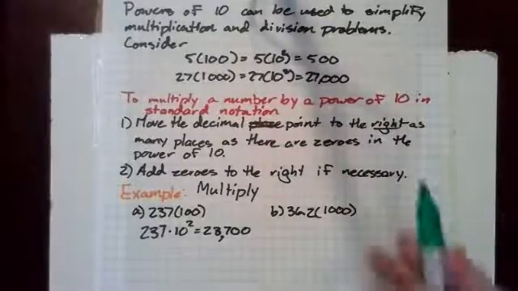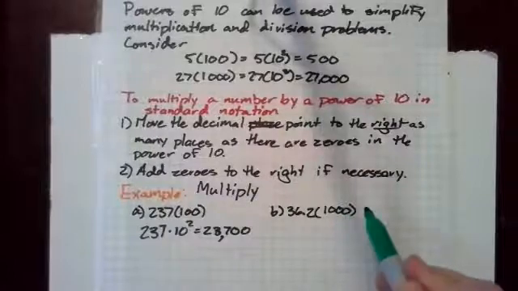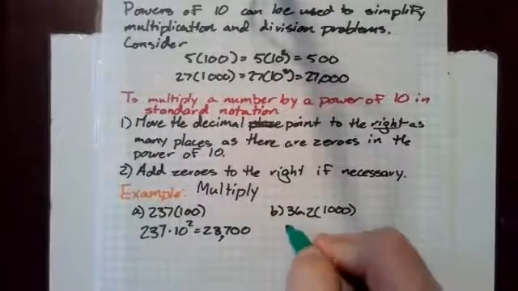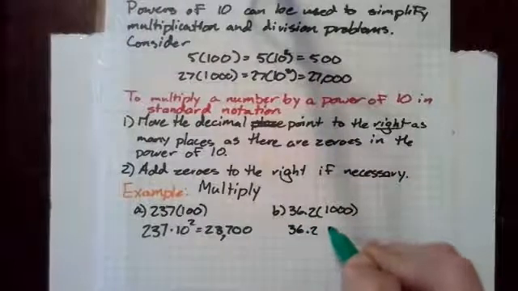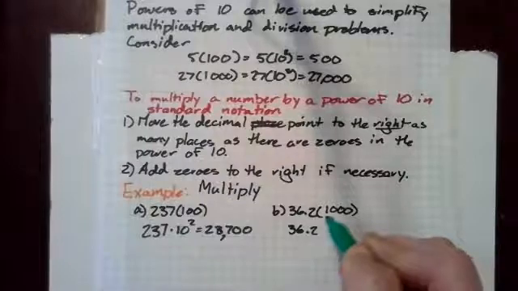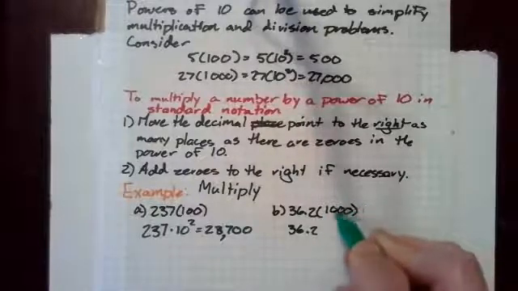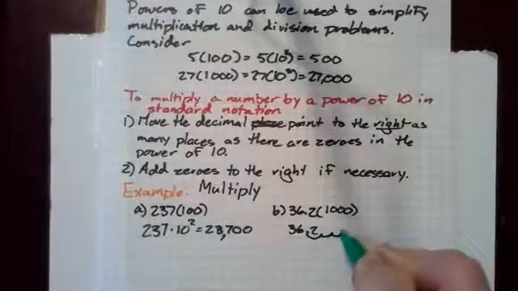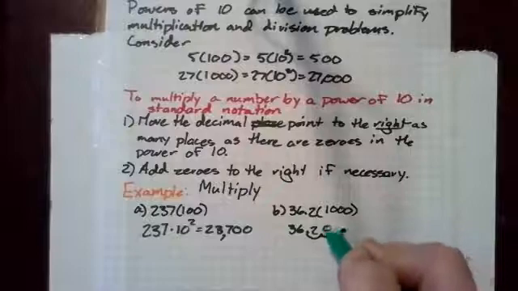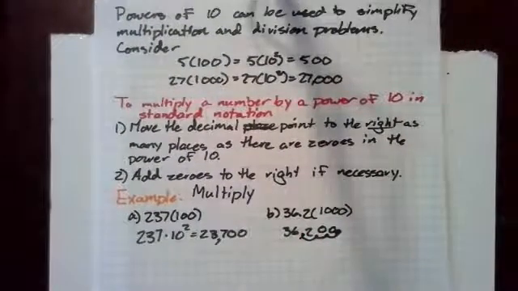23,700. To multiply 36.2 by 1,000, you move the decimal point 3 places to the right, since we are multiplying by 1,000. So that's 1, 2, 3. There's the decimal point, and we fill in any zeros we need. That becomes 36,200.